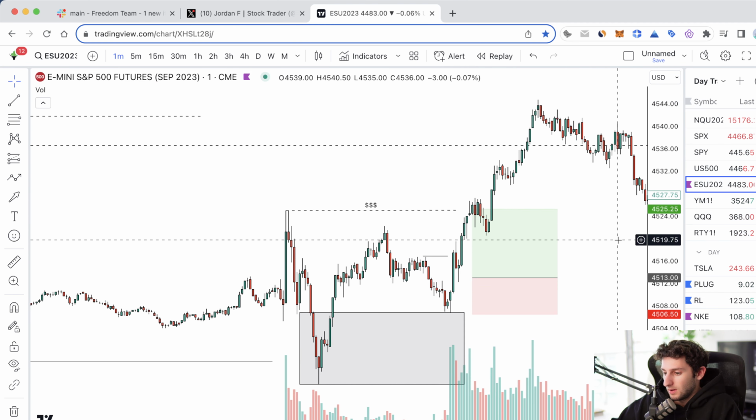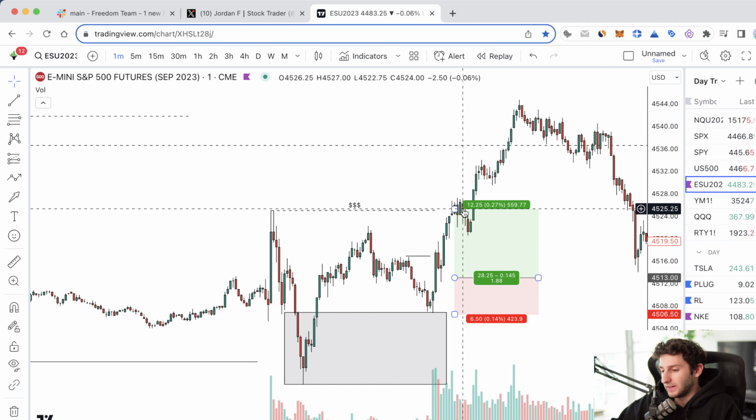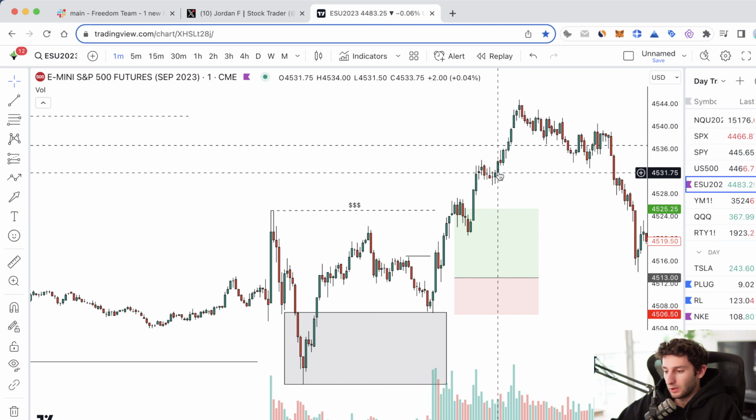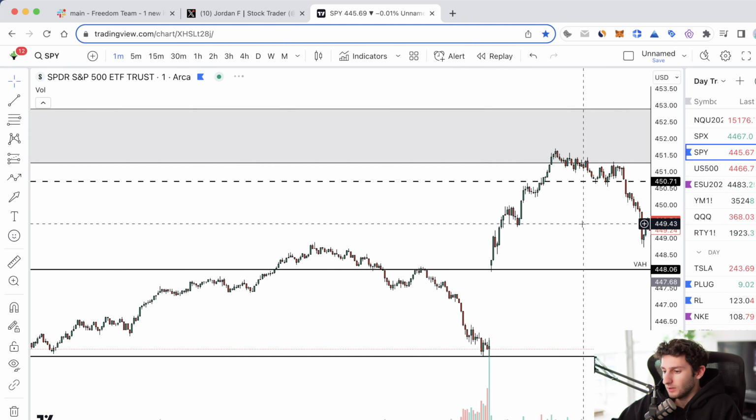Okay. Then I held some runners. So I got about 70, 80% of my contracts here. Held runners for liquidity up here. I believe I was actually looking at SPY.